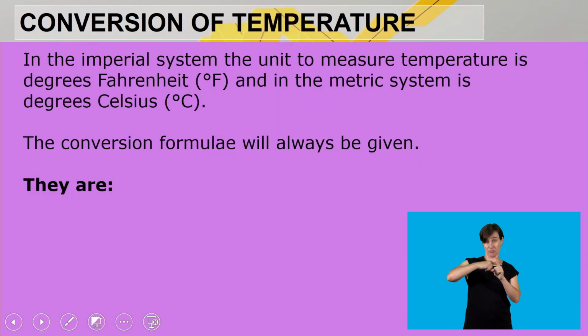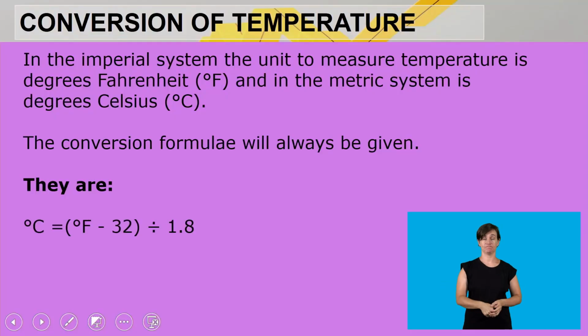So in the imperial system, the unit to measure temperature is degrees Fahrenheit. And in the metric system, it is degrees Celsius. Now there's a specific formula that you need to use when you convert between the two, vice versa.